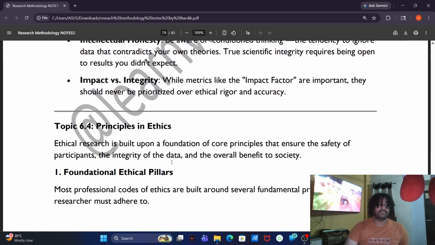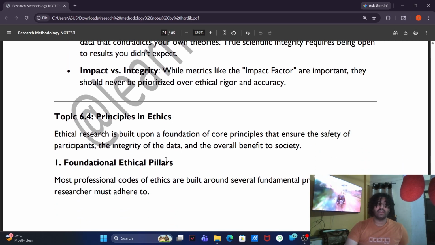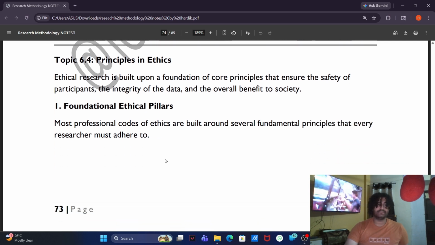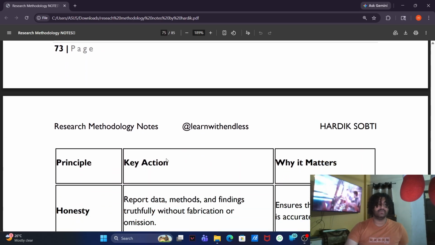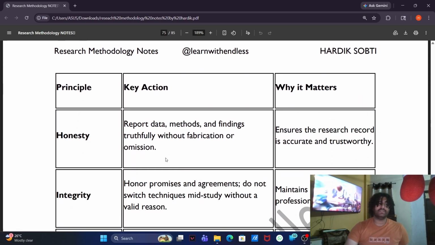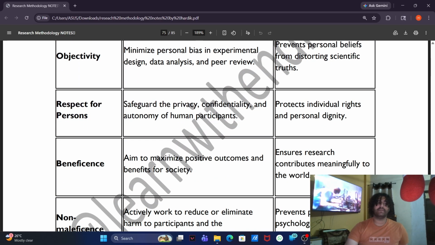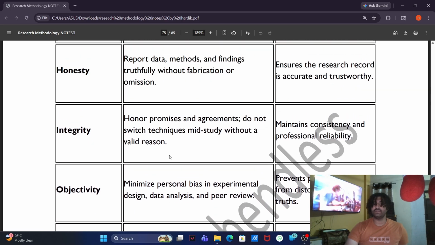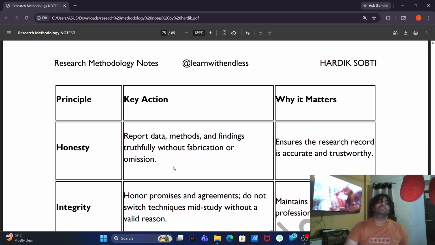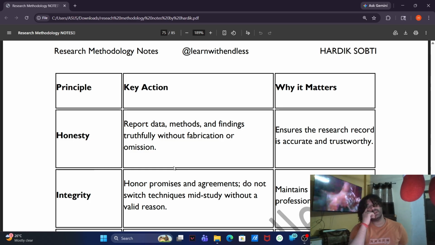Next topic, principles and ethics. Ethical research is built upon a foundation of core principles that ensure the safety of participants, the integrity of data, and the overall benefit to society. Number one, foundational ethical principles. Most professional codes of ethics are built around several fundamental principles that every researcher must adhere to. These principles are honesty, integrity, objectivity, respect for others, benefits, and non-violence. We have discussed this earlier too, in an earlier unit.